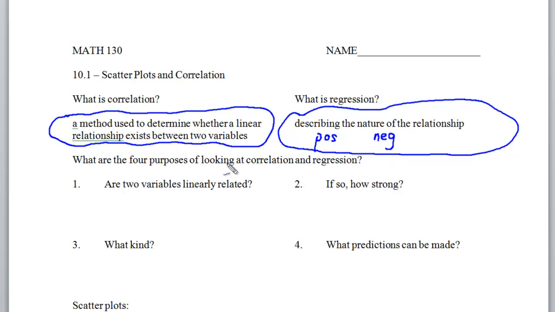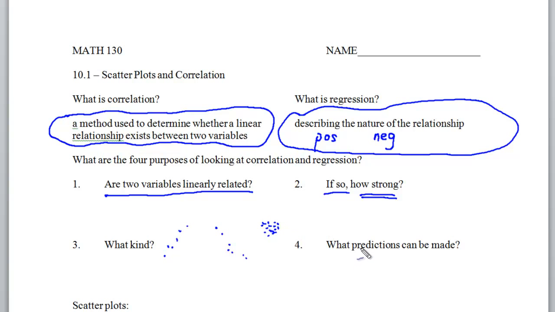Now, the four purposes of looking at correlation and regression is to see, are the two variables linearly related? You're going to find out that sometimes they're very linearly related, sometimes they're loosely linearly related, or there's no correlation. Because we also want to find out, hey, they are related. Well, how strong are they related? And that's a pretty important thing. What kind of relationship is there? Is it pretty much a positive relationship or a negative relationship or no relationship?